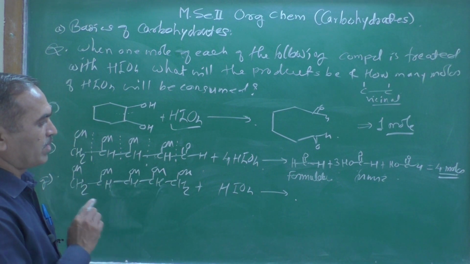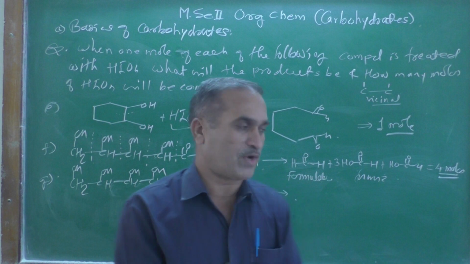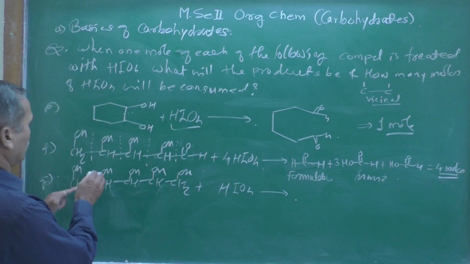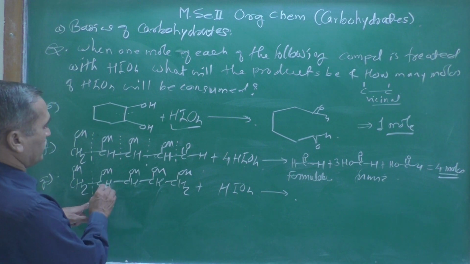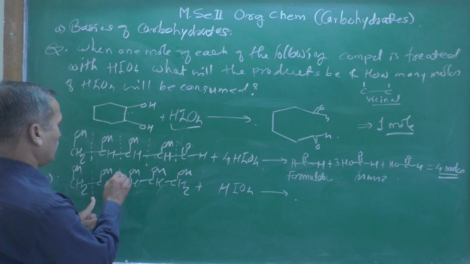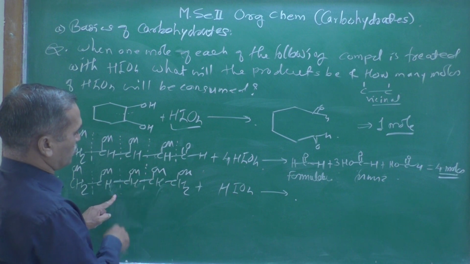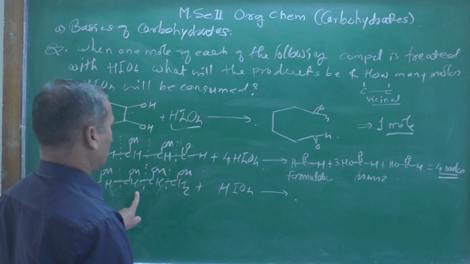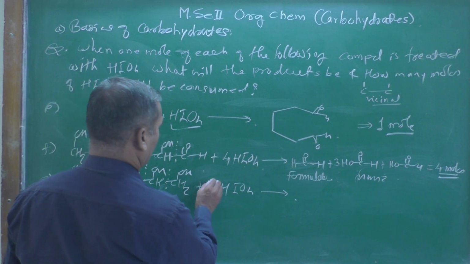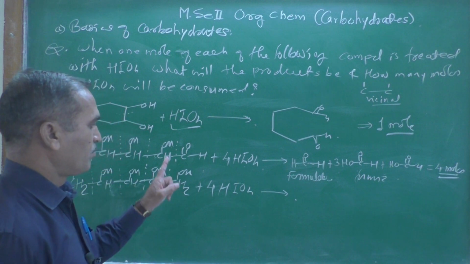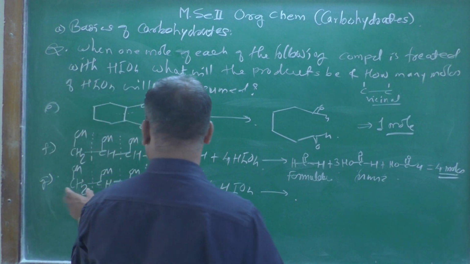Now we are going to find out how many periodic acid get consumed here. Look here, because they are adjacent to each other, this bond is going to break over here. This hydroxyl group, they are also adjacent to each other, and therefore it is also going to break, and this is also going to break, and this bond is going to break. Look here, 1, 2, 3 and 4. So here also 4 moles of periodic acid are going to be consumed.